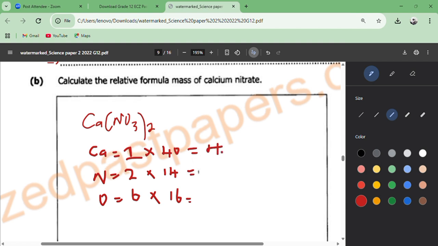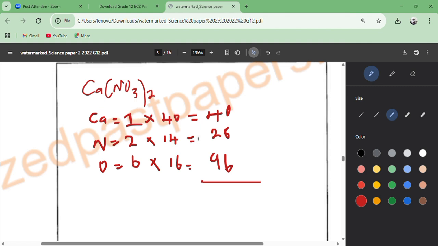Let's find the products: 40, 28. What do we get? 16 multiplied by 6, what do we get? Let's add the totals now. 164.